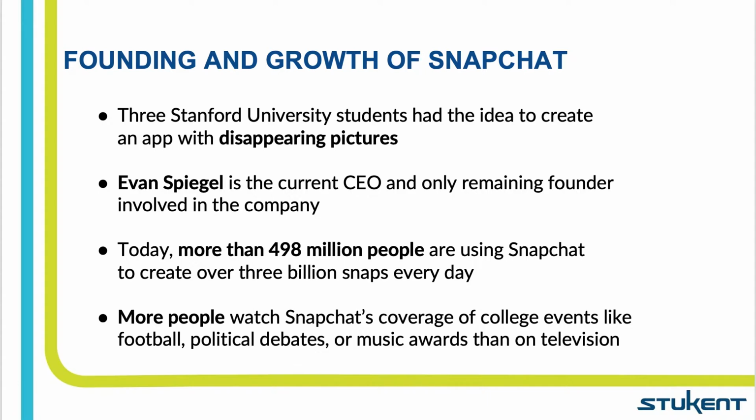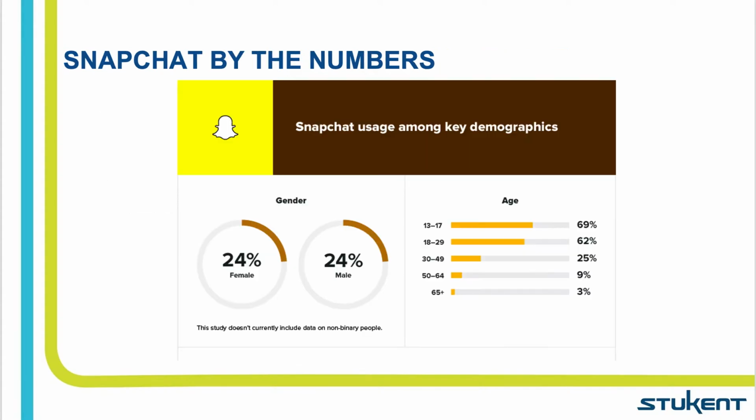The founding and growth of Snapchat. Three Stanford students had an idea to create an app with disappearing pictures. Evan Spiegel is the current CEO and only remaining founder involved in the company. I guess everybody else cashed out, huh? Today, more than 498 million people, well, they can't get to 500, are using Snapchat to create over 3 billion snaps every day. More people watch Snapchat's coverage of college events like football, political debates, and music awards than on television. Why? Because people have short attention spans. They just want to get a glimpse of it.